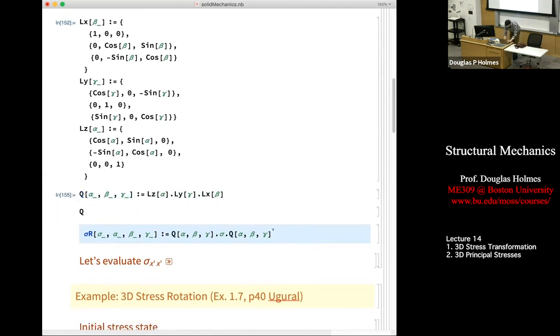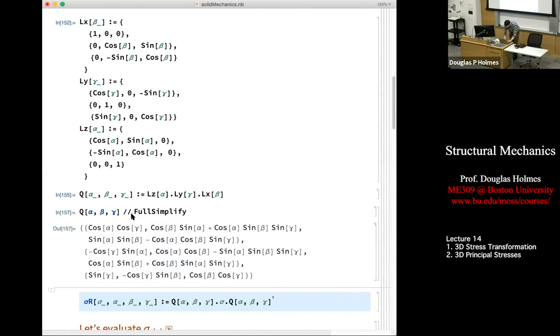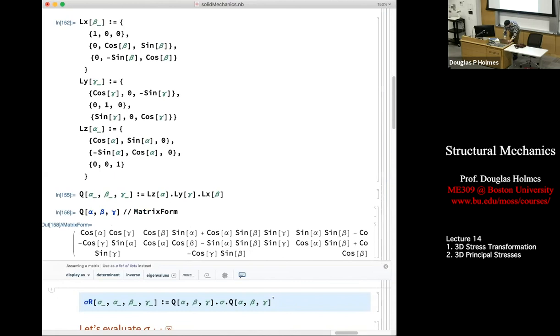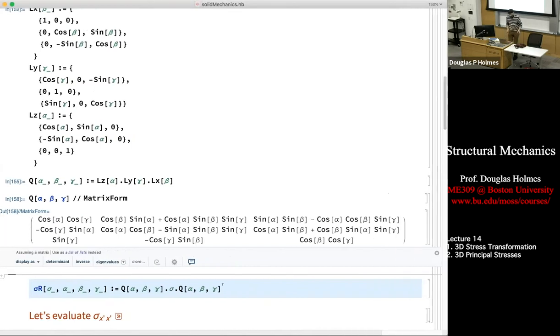Let's look at Q and show you why we're doing this on a computer instead of by hand. Yeah, this is why. This is just guaranteed typo getting made. But we don't care. We don't need to memorize this or know anything about this. We just need to know that the rotation matrix is just the dot product of rotating each of the frames separately. Rotating around X, rotating around Y, rotating around Z, and you get the rotation matrix. The fact that this thing is a mess, we don't care. Because all we need to know is that Q dot our stress tensor dot Q transpose gives us our newly rotated stress state.